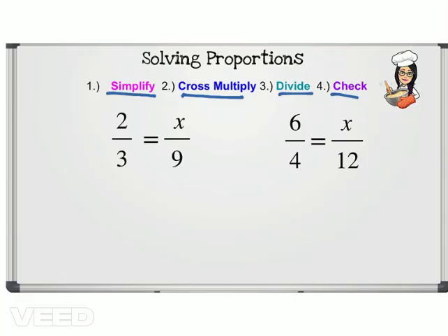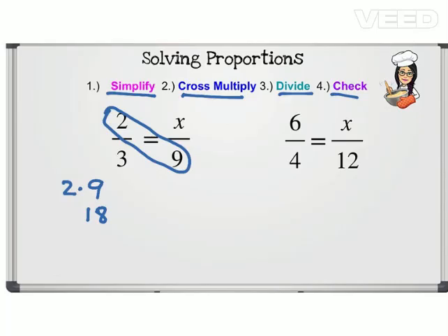Next, we'll multiply. Multiply means that we're going to multiply diagonally across the equal sign, like this. These are called cross products. So when we multiply 2 times 9, we get 18. And when we multiply 3 times x, it's 3x. X is a variable. It represents an unknown number. And with proportion problems, we're solving for that unknown.